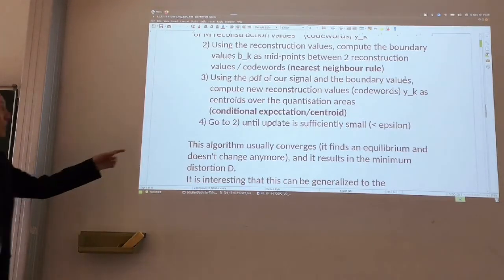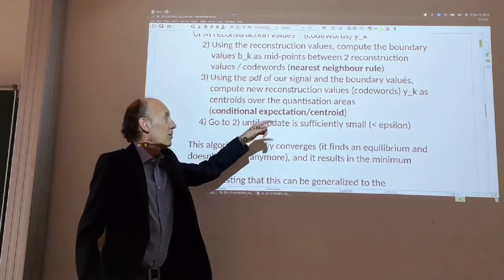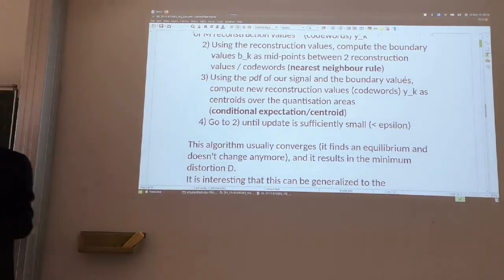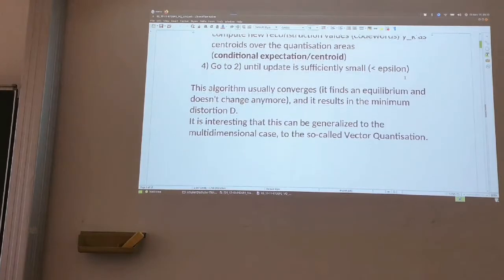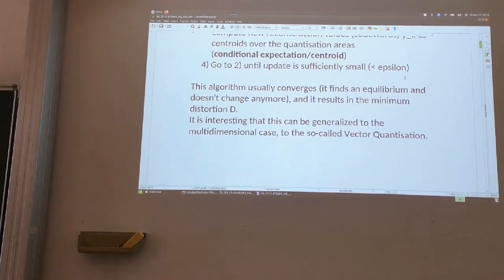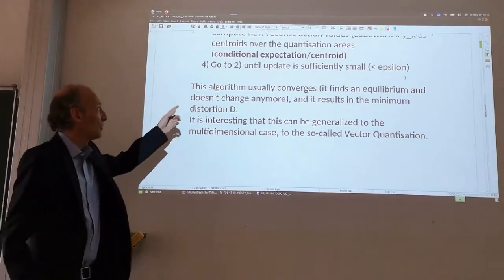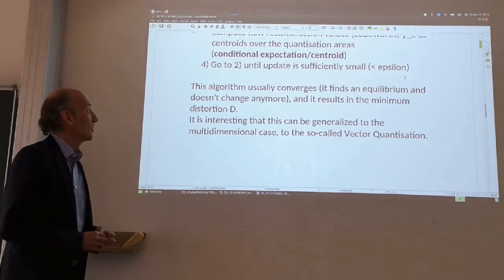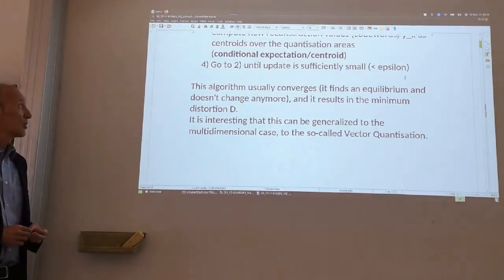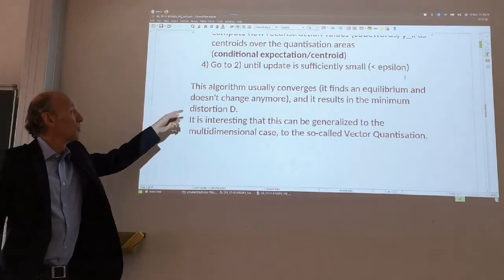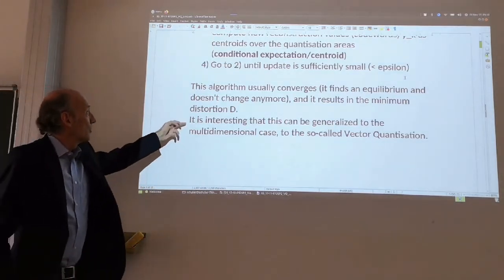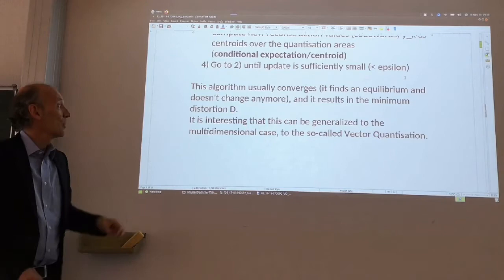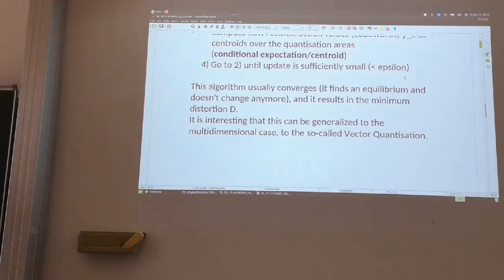So now we can repeat this until the update is sufficiently small, smaller than some desired threshold as well. So this algorithm usually converges. Depends on the PDF, but usually it does converge, and it finds in this way an equilibrium which doesn't change anymore, and this results in the minimum distortion D. The minimum expected distortion. So it's interesting that this can be generalized to the multidimensional case, the so-called vector quantization.